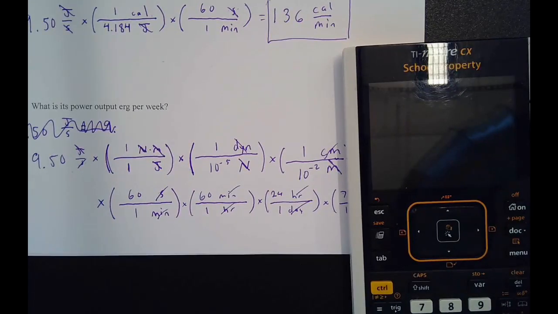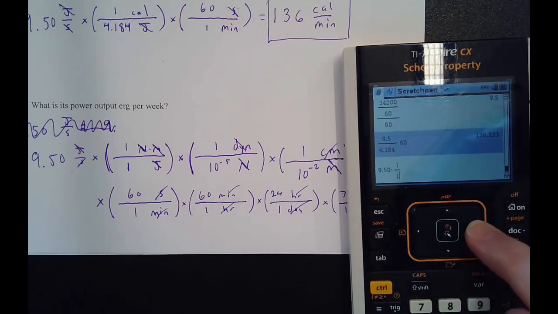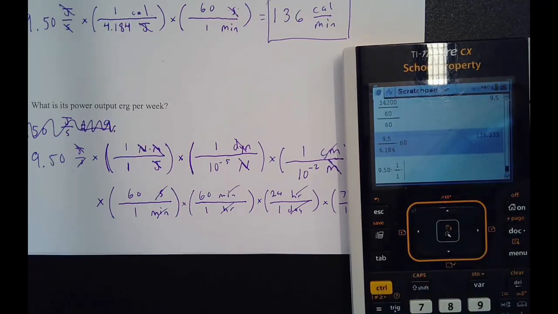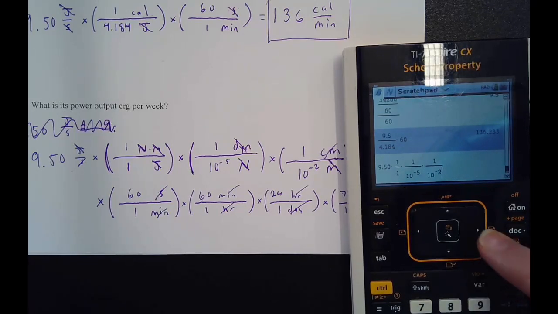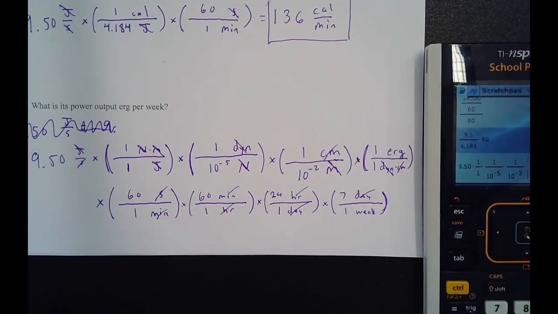I have 9.50 times 1 over 1. You really don't need to type this into the calculator, of course, but I really want to emphasize what we're doing here. Times this one you do need to type into your calculator: 1 over 10 to the negative 5th, times 1 over 10 to the minus 2, times, keep going, 1 over 1. Again, this one's not going to change anything in the calculator.